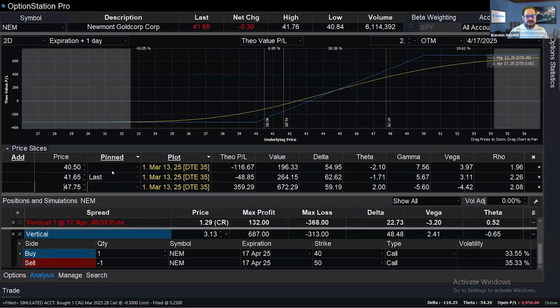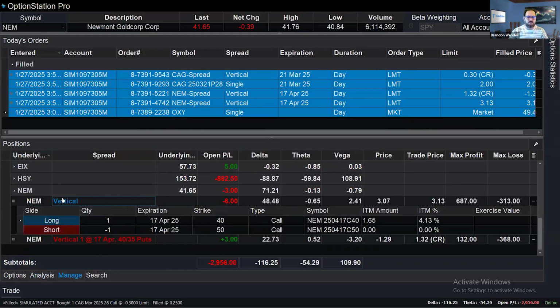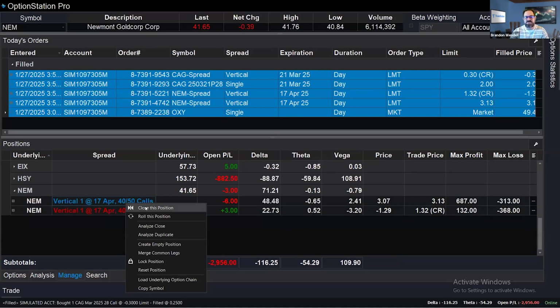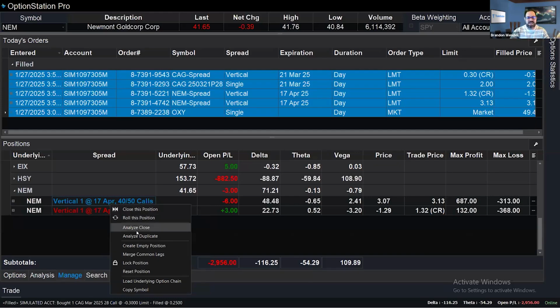So now what I can do is go to my open position, and I can only do this once I have the open position, by the way. So I get into the position first, and there's my bull call spread. Now I can right click and close this position. I would normally do the analysis before I get in, but since I already got in, I created a duplicate position to analyze.